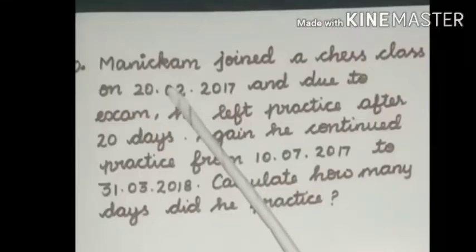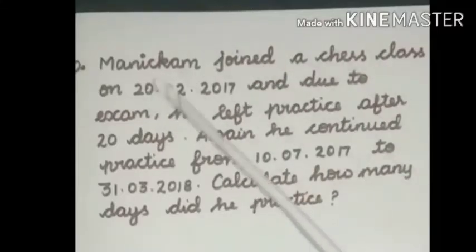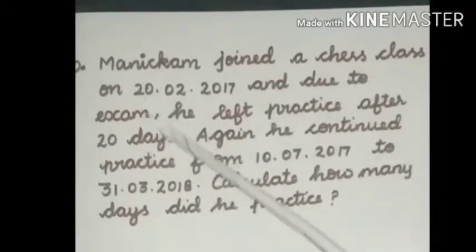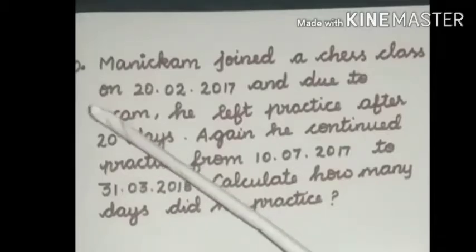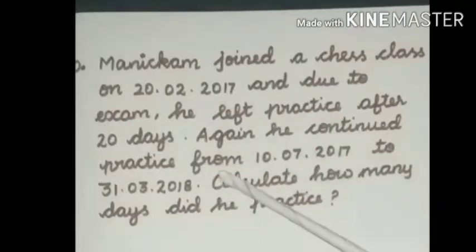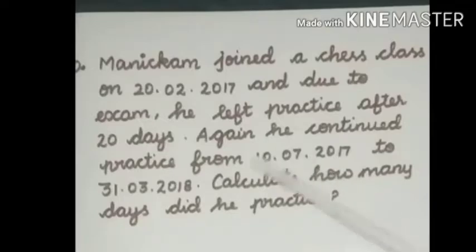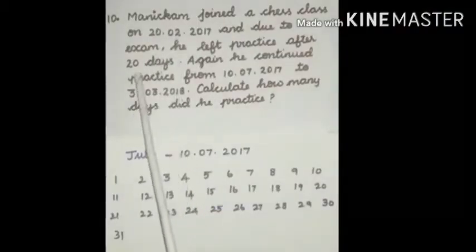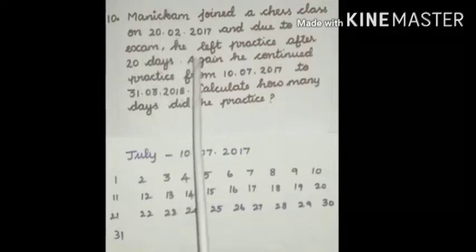See, here the given question is Manikam joined a chess class on February 20 and due to exam he left practice after 20 days. Starting he went to chess class for 20 days only. After the exam he continued practice from July 10 to March 31. We have to calculate how many days did he practice. See, at starting Manikam practiced only 20 days. Again he rejoined from July 10 to March 31.